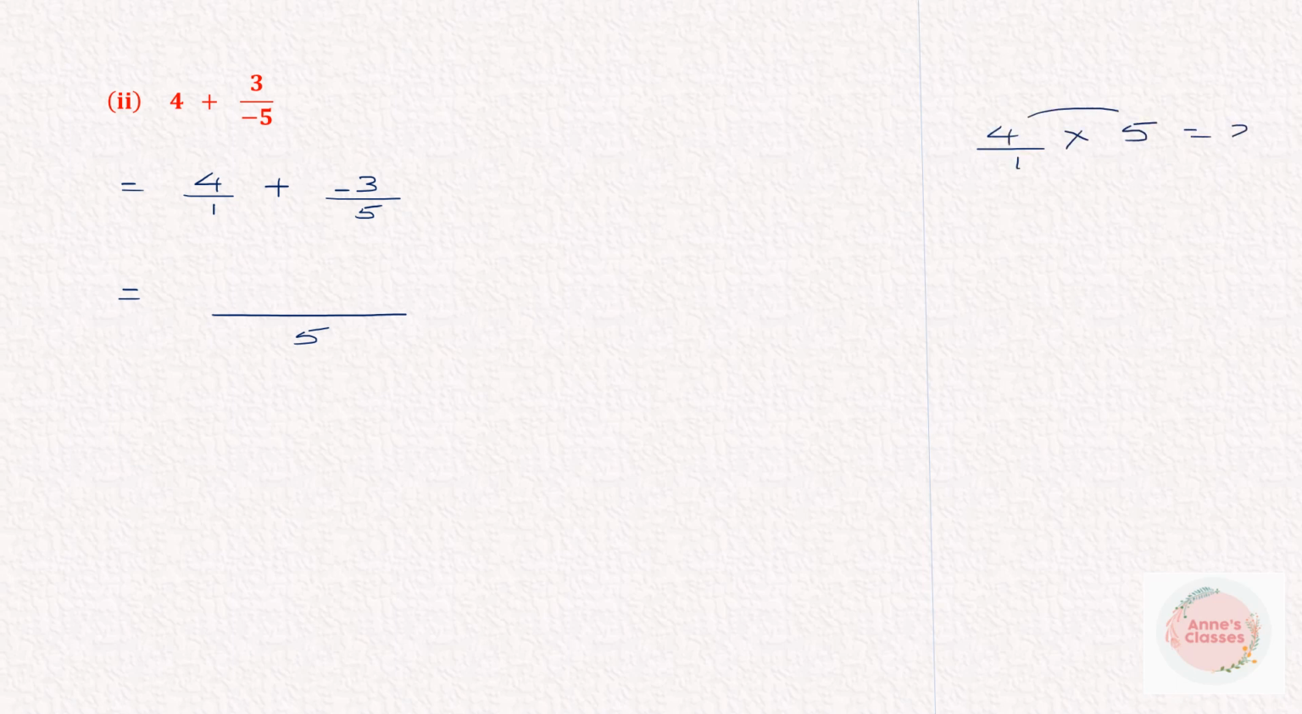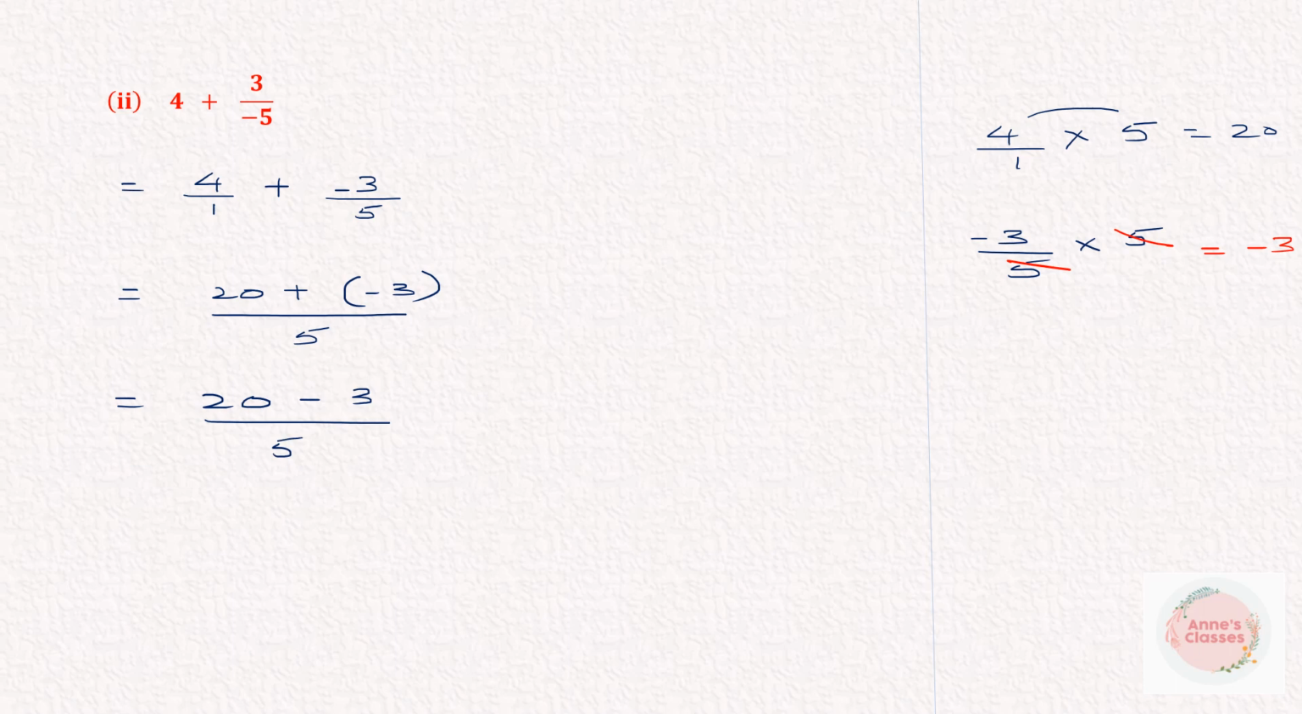4 5s are 20. So this is 20 plus, let's take the second fraction, minus 3 by 5 multiplied by the LCM. Now cancel. So 5 and 5 gets cancelled and we have only minus 3. So here let's write that minus 3. Open the brackets. 20 minus 3 by 5. 20 minus 3 is 17. 17 by 5. Your answer is 17 by 5.